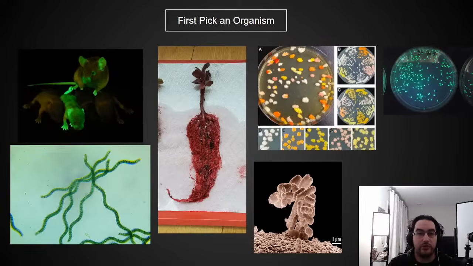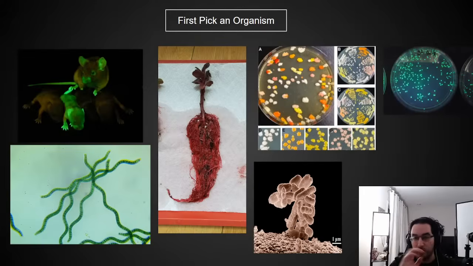So first things first, you got to pick an organism. And this is really going to dictate heavily what you can do. So if you want to treat a disease, you're going to be looking at animals. Whereas if you want to grow a new crop, you're going to be looking at plants. Whereas if you want to make a protein or a chemical, you're probably going to be looking at something like an algae or some other microbe. But there's a lot of things that you can do once you pick something.